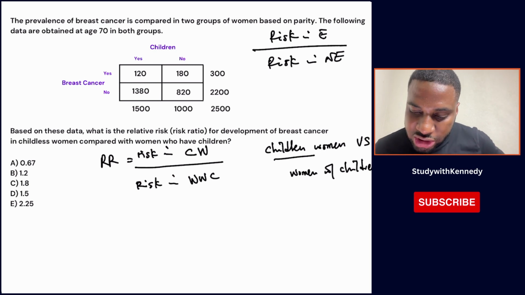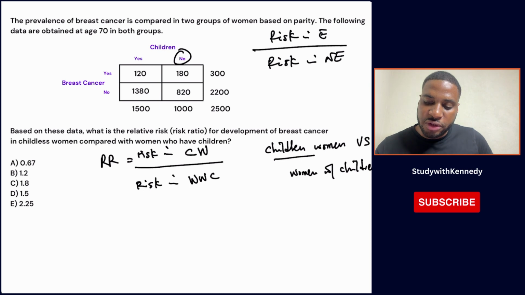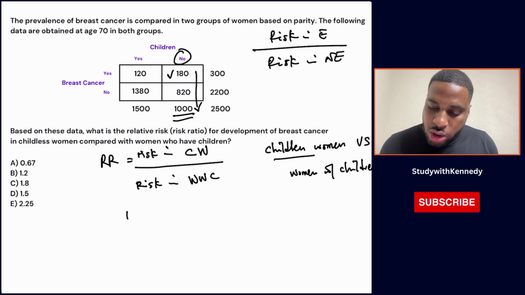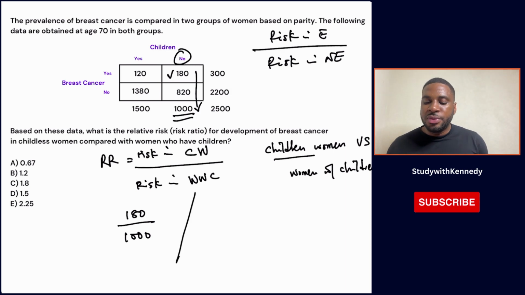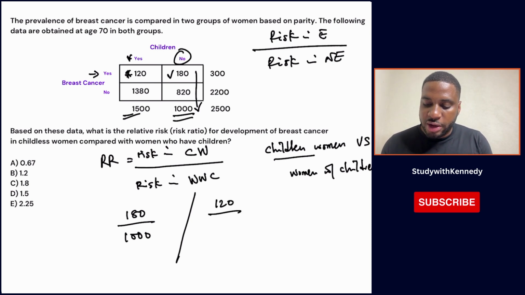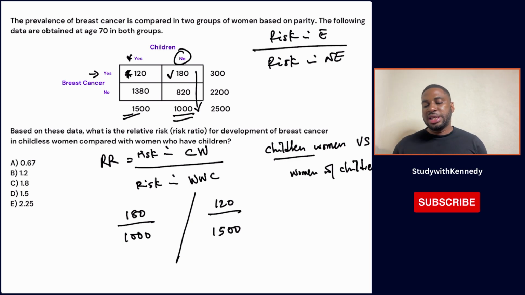Okay, then we go to the table right here and we look at the risk in childless women. Where are the childless women? This group here. Of the childless women, 180 developed breast cancer, and the total was 1,000. We said when you calculate relative risk, you use the total. So the risk in childless women will be 180 over 1,000 over the risk in women with children. 120 women had breast cancer that had children, and of course 1380 did not. The total was 1,500. So we are going to go 120 over 1,500.